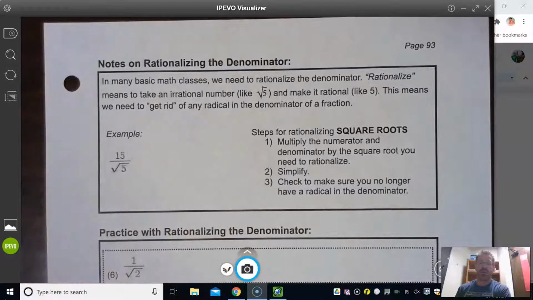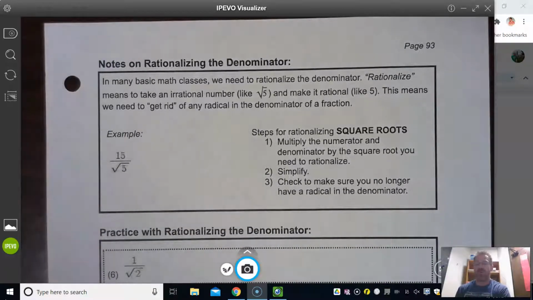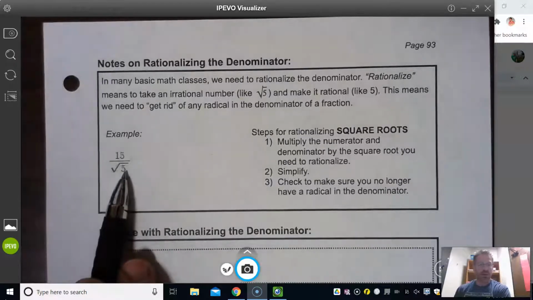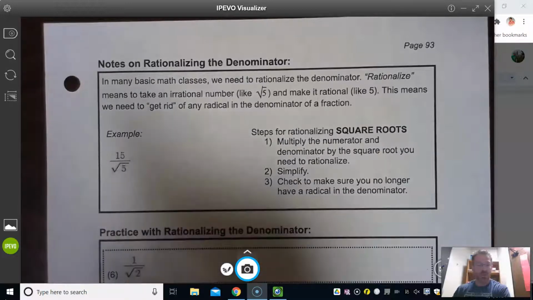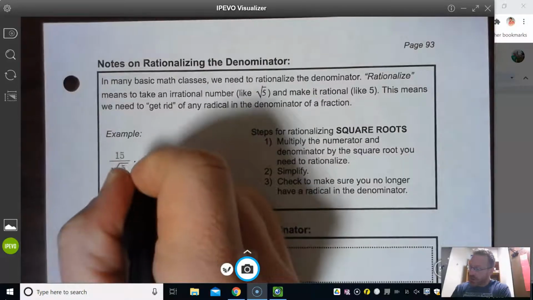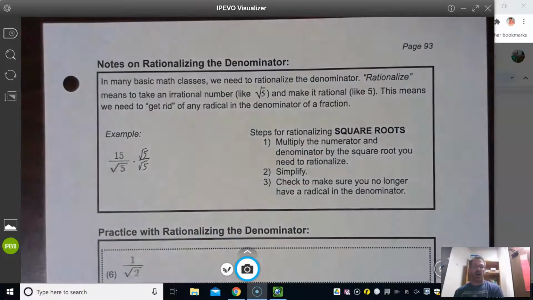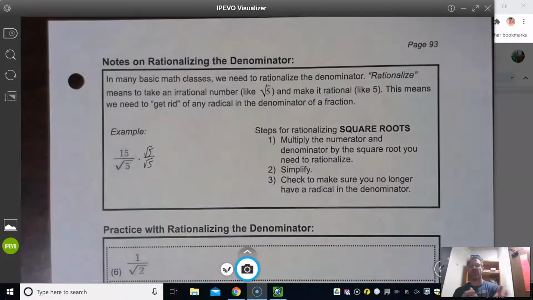Now, when we rationalize, what we're doing is multiplying by 1. When we multiply by 1, we're not changing the value of anything. But we're always going to multiply by a special 1. What we're going to do is always multiply by whatever root or radical we have in the denominator. So notice, I'm going to multiply by the square root of 5 over the square root of 5. Now notice the square root of 5 divided by the square root of 5 is really just 1, so I'm not changing the value.